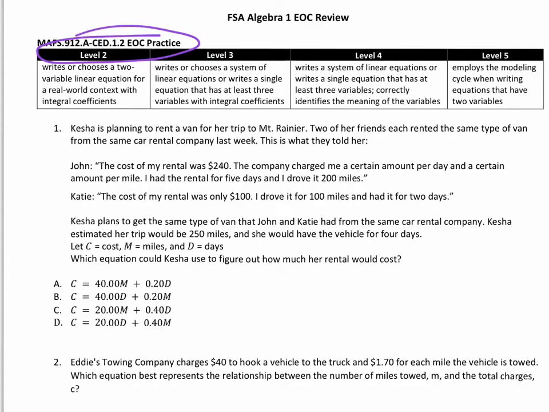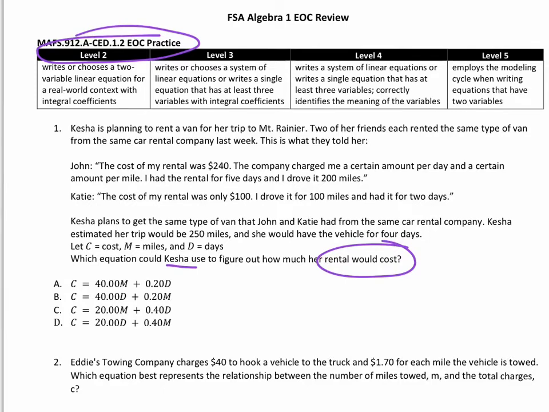Okay, this is another one of the standards. I think it's number 5. So this question's a little bit more challenging. Usually you guys are used to just writing an equation, here's some information, and you're good. But this time, notice Keisha is looking to buy how much her rental is going to be.